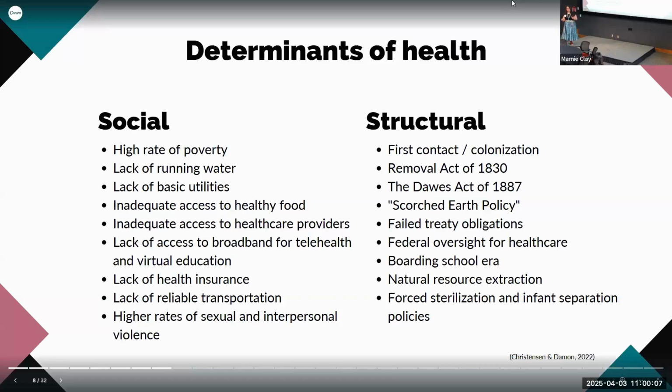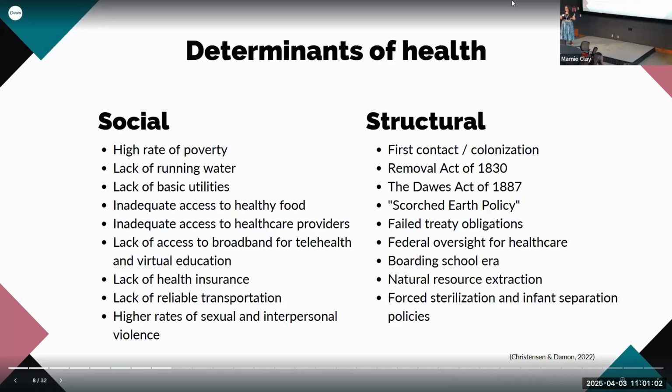So for us, it's first contact, it's colonization, it's the Removal Act of 1830. It's the Dawes Act of 1887. It's scorched earth policy. Many of us Navajos were rounded up and taken to Hweeldi, Bosque Redondo, and all of our crops were burned to the ground. All of our sheep were killed. It's failed treaty obligations. It's federal oversight for healthcare. IHS is incredibly underfunded. It's the boarding school era. Many of my parents' generation and older went to boarding school, and that affected those traditional foodways knowledge from passing down. That language, my parents told me, we just didn't think you would have as successful a life if you learned Navajo.